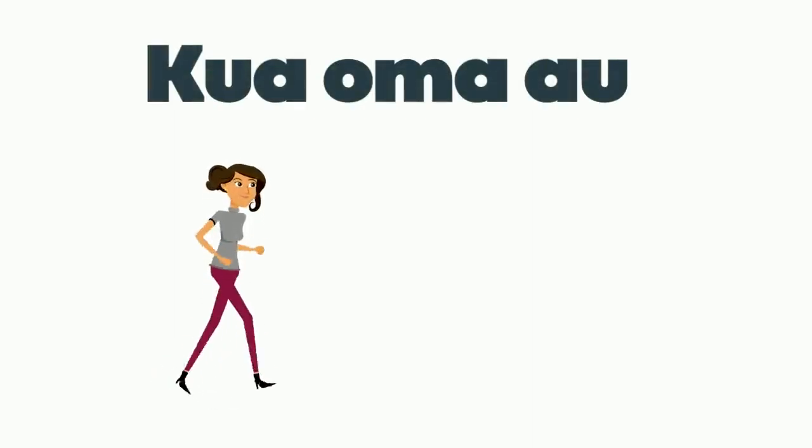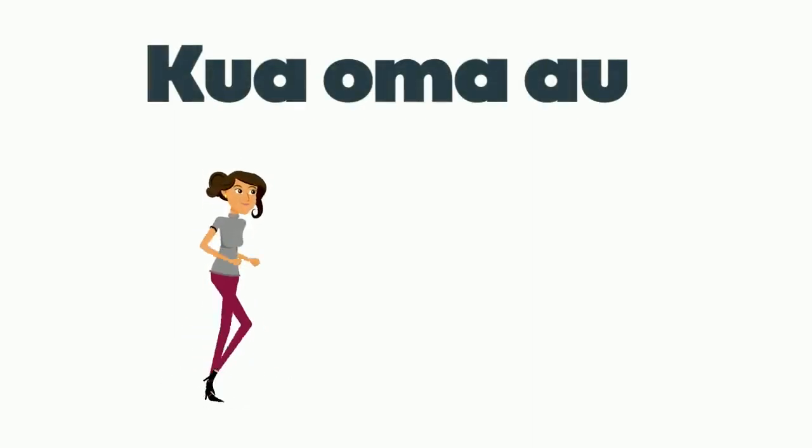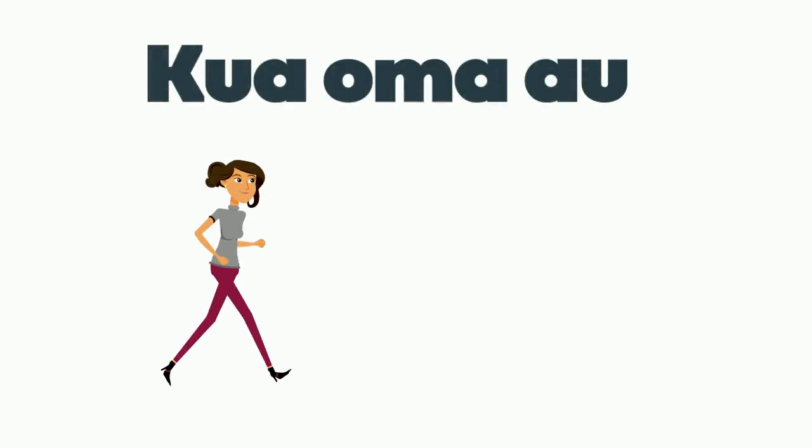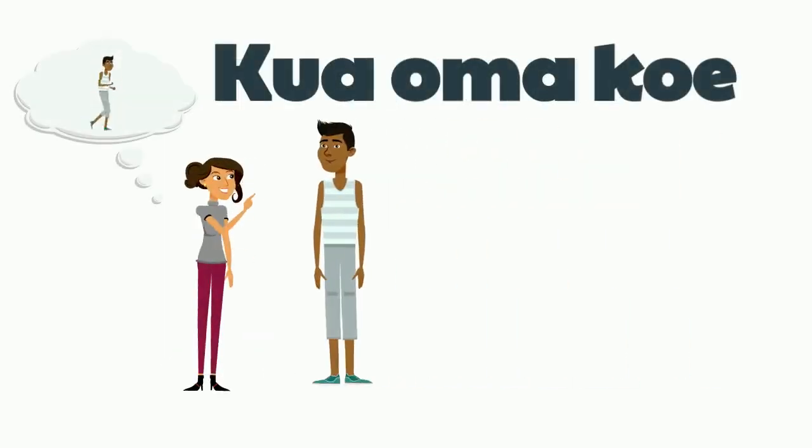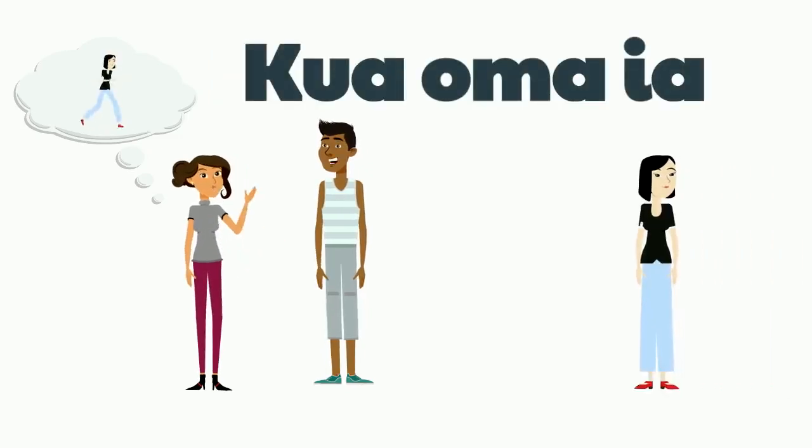We can change the verb to change the action itself. Oma means run. Kua oma o. I have run. Kua oma koe. You have run. Kua oma ia. He or she has run.